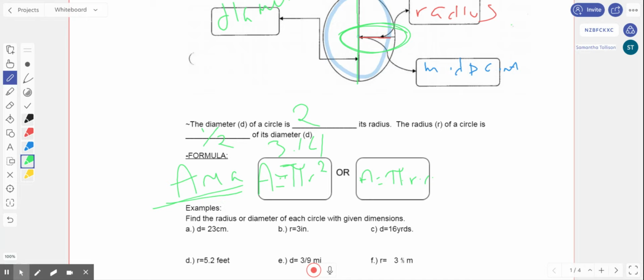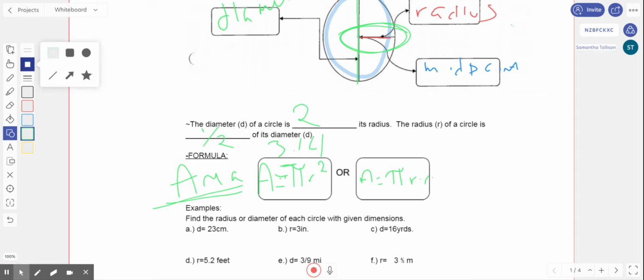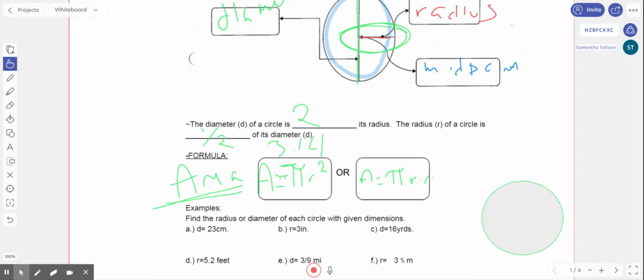So let's go ahead and take a look at some of these examples. Using our image here, if this is my midpoint, this is my radius. I need my radius when I'm finding area, and this then is my diameter. This is not necessarily to scale because that's not really a midpoint, but you get the idea.